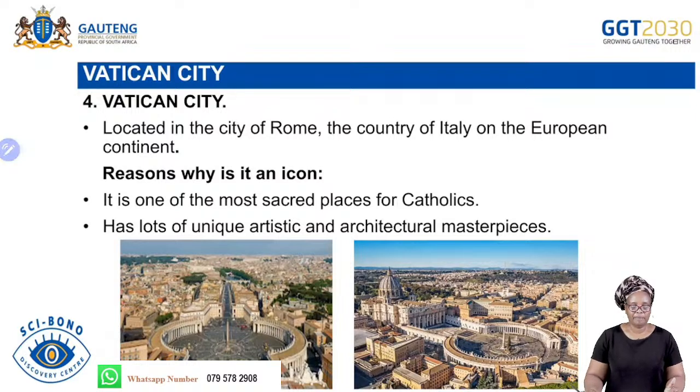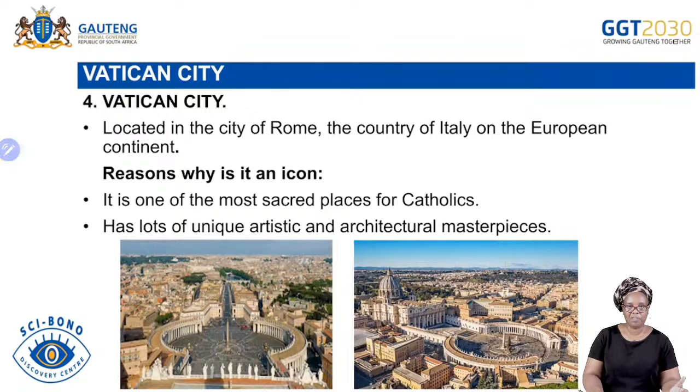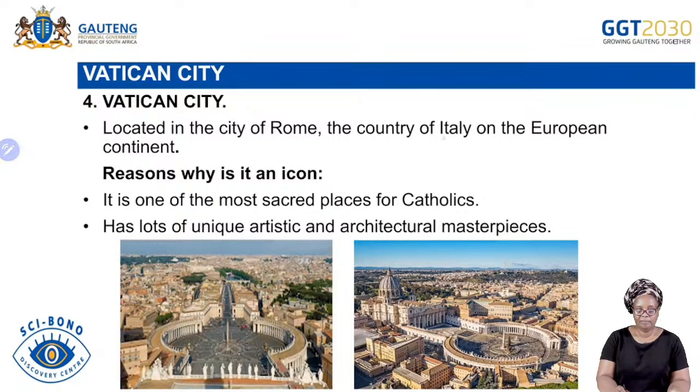Let's look at the next one, the Vatican City. You have heard about the name, the Vatican City. It is located in the city of Rome, in the country of Italy, and the continent is what? Europe. That's where you'll find the Vatican City. It's located in the city of Rome. The country is Italy and the European continent.